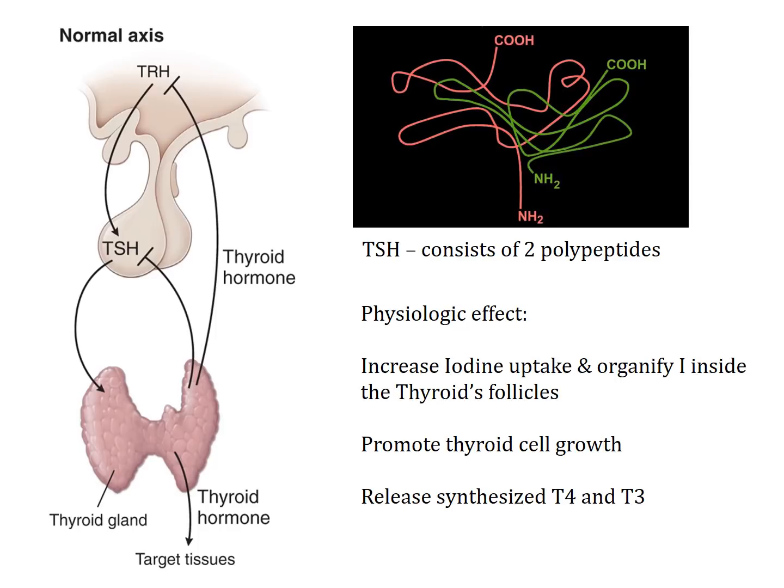On the thyroid gland, TSH will stimulate the thyroid gland to take up iodine molecules and put that iodine into the thyroid follicle. TSH stimulates growth of the thyroid cells, so the gland actually grows under the stimulus of TSH, and then TSH stimulates the release of T3 and T4.